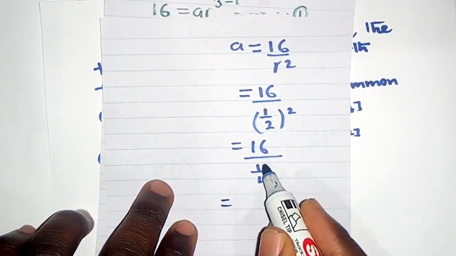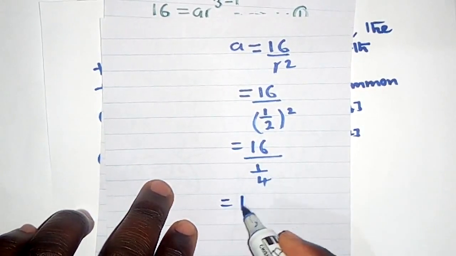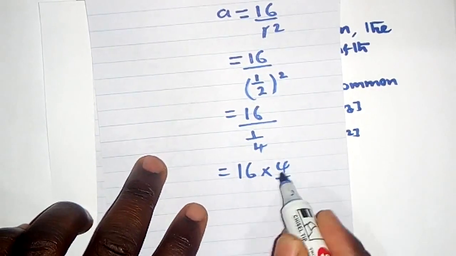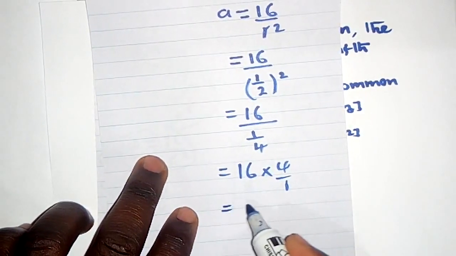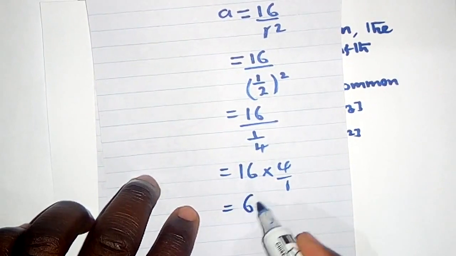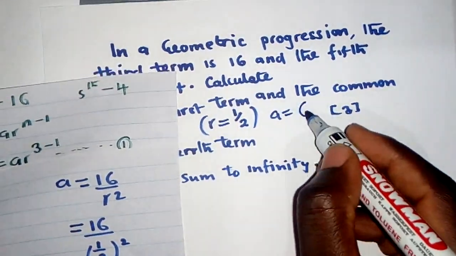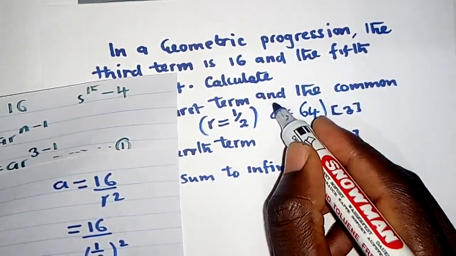And then when dividing, it will flip, so it will look like this. We multiply 16 by 4, we'll get 64. So our A will be equal to 64. We have found our A is 64.